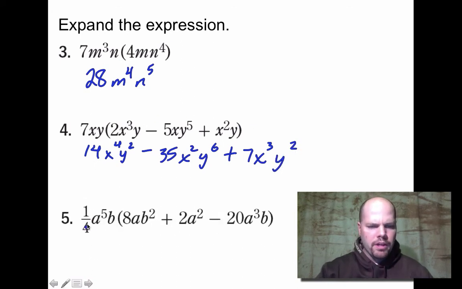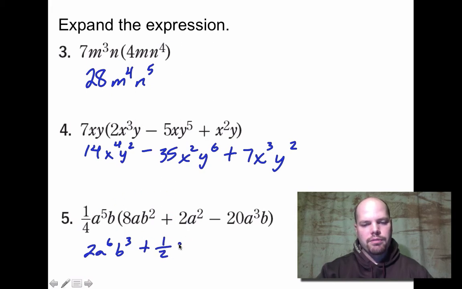And the fifth one here, let's go 1/4 a to the 5th b times this trinomial. So we'll go 1/4 of 8, so 8/4 would be 2. A to the 5th times a, so a to the 6th, b times b squared, b cubed. Plus 1/4 of 2, which would be 2/4, so 1/2. A to the 5th times a squared is a to the 7th, and b times basically b to 0, which would just be b. Okay, minus 1/4 of 20, so 20/4 would be 5. A to the 5th times a cubed would be a to the 8th, and b times b would be b squared.